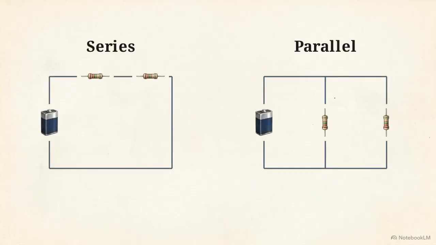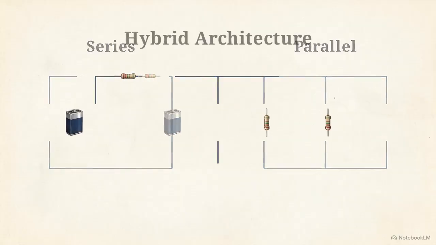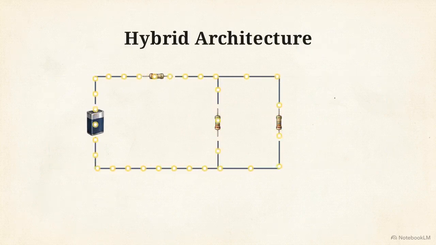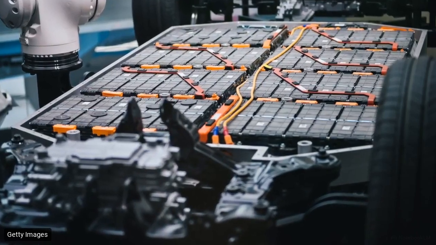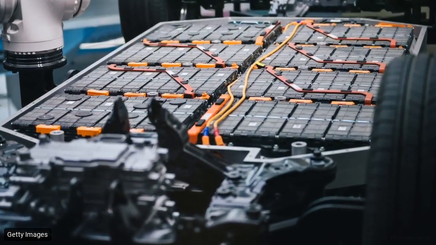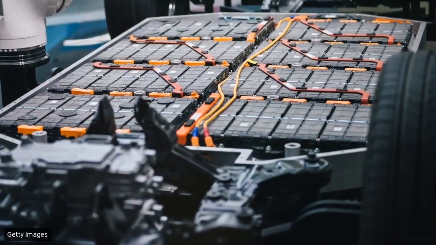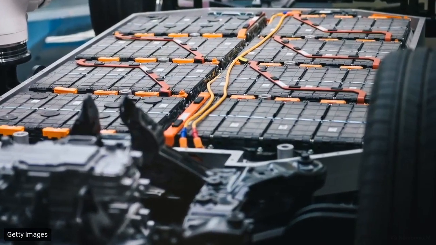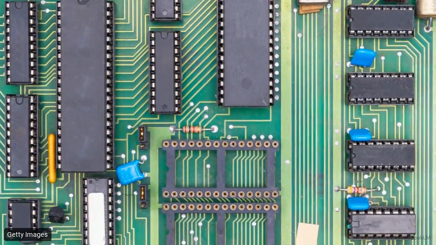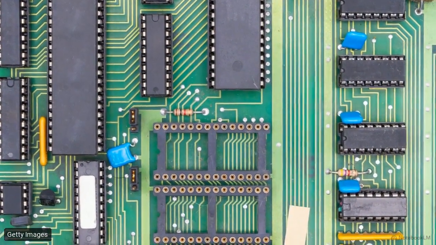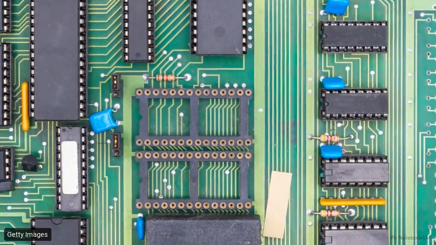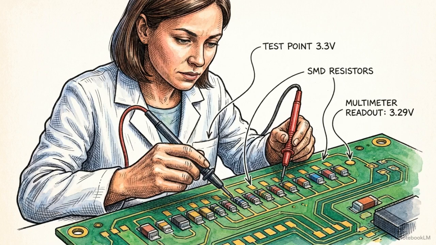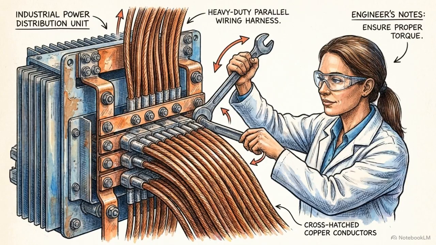Despite these advantages, engineers rarely restrict themselves to just one method. Advanced electronics demand a blend of both. Look at the layout of a modern electric vehicle battery. Hundreds of cells are grouped into complex series parallel blocks, balancing total voltage against current capacity. Even inside a basic computer motherboard, dedicated series pathways route precise data signals, while vast parallel copper planes deliver stable power to the processor. The engineering consensus is straightforward.